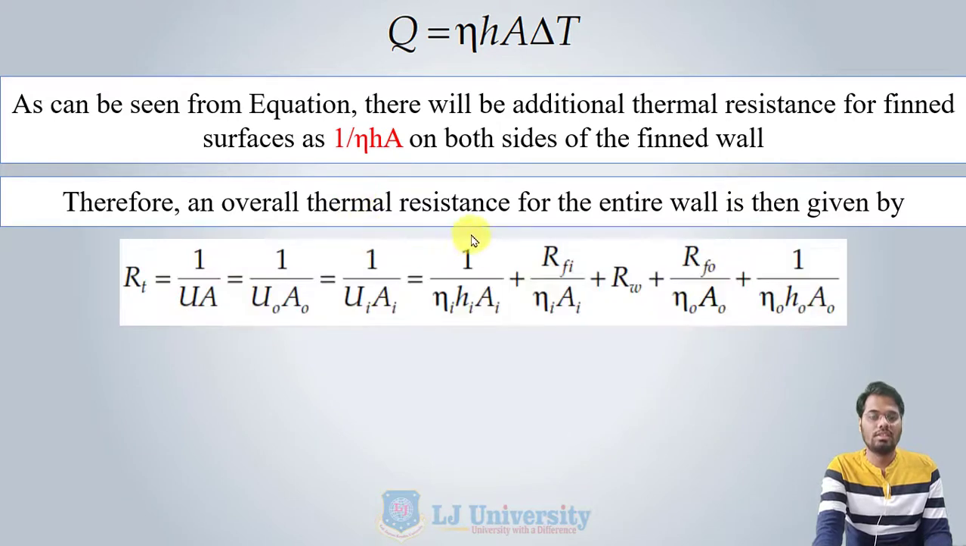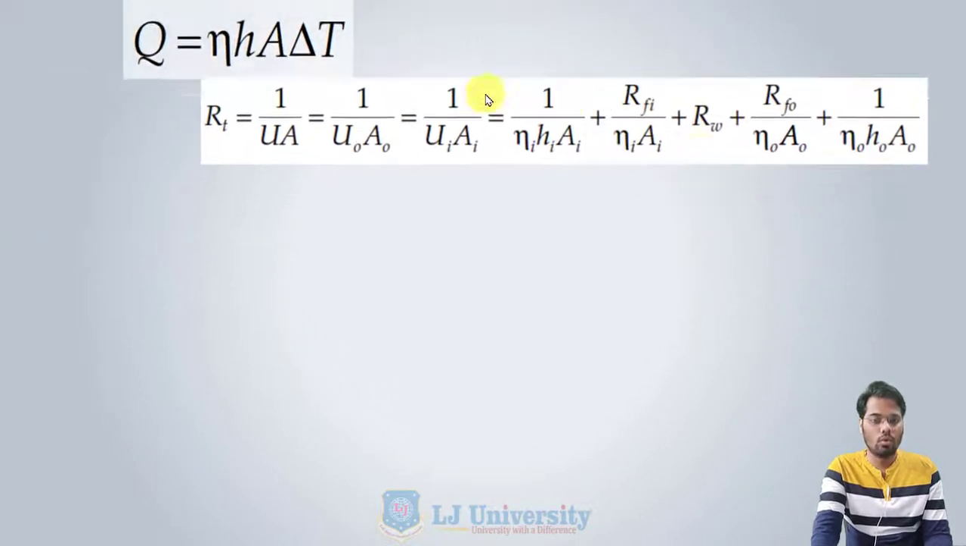So the overall resistance for the finned surface with fouling is 1 upon NiHiAi, this is a convective resistance, plus RFi upon NiAi, this is the resistance due to the fouling, plus Rw, the wall resistance or the tube resistance, plus RFO upon NOAO, this is again the outer side fouling resistance, plus 1 upon NOHOAO, again a convective resistance. So this is the overall resistance.